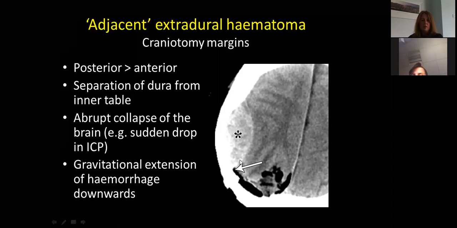And usually it's because the brain has collapsed. So for example, if you've done a rapid drainage, taken a lot of fluid out, the brain can collapse down here and you get extension or gravitation of blood into this region where the brain has collapsed. Again, it's more common to be posterior. So you might expect this extradural to be here, more likely.